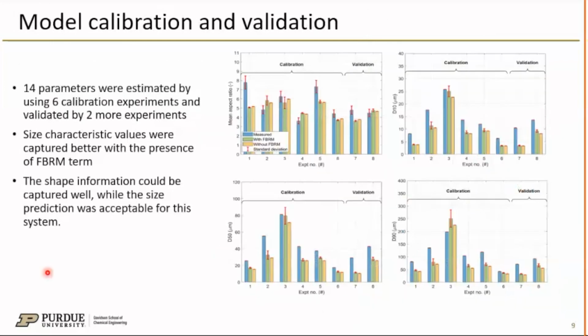With these decisions, we finished the parameter estimation calculations by using 6 experiments and then used the model to simulate the extra 2 validation experiments. Here, the mean aspect ratio of the crystals is shown along with the D10, D50, and D90 values of all experiments. The comparison of model output and experimental data from validation experiments for the shape and size values were acceptable for our purposes, and we decided on using this model to show how it can be further used.